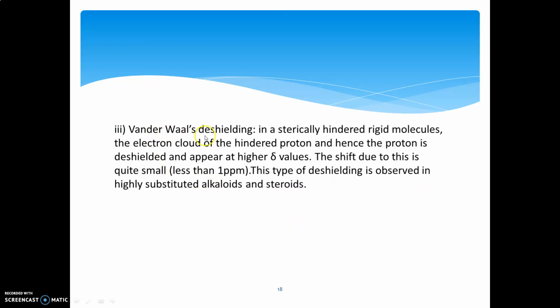Third one is van der Waals deshielding. In sterically hindered rigid molecules, the electron cloud of the hindering group repels the hindered proton and hence the proton is deshielded and appears at higher delta values. The shift due to this is quite small. This type of deshielding is observed in highly substituted alkanes and steroids.